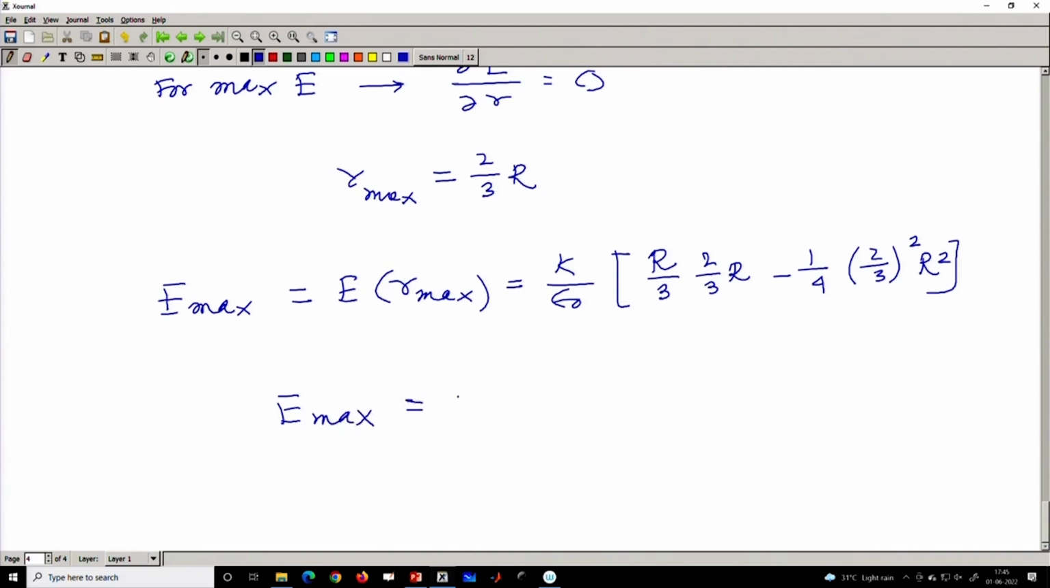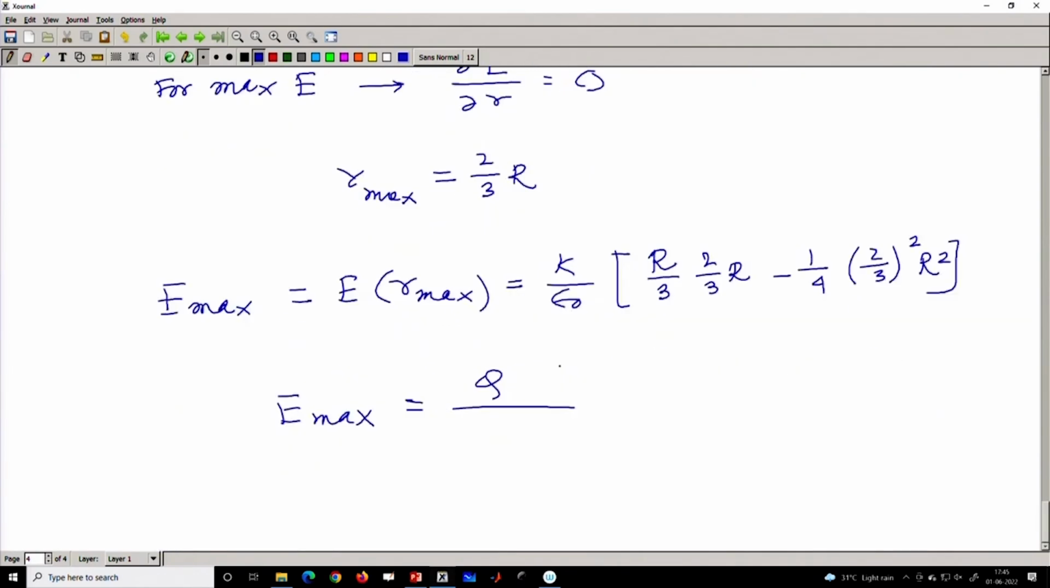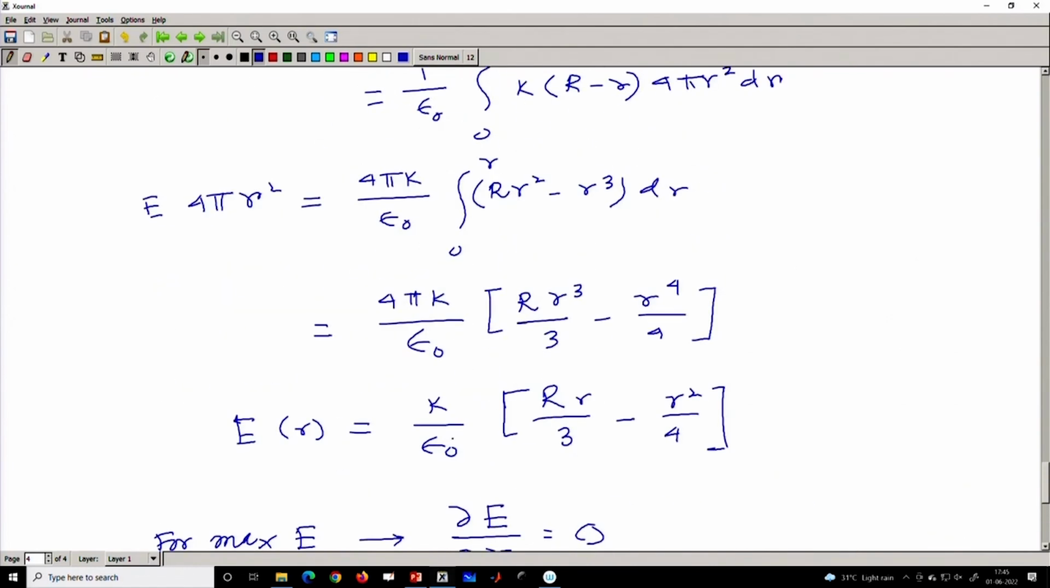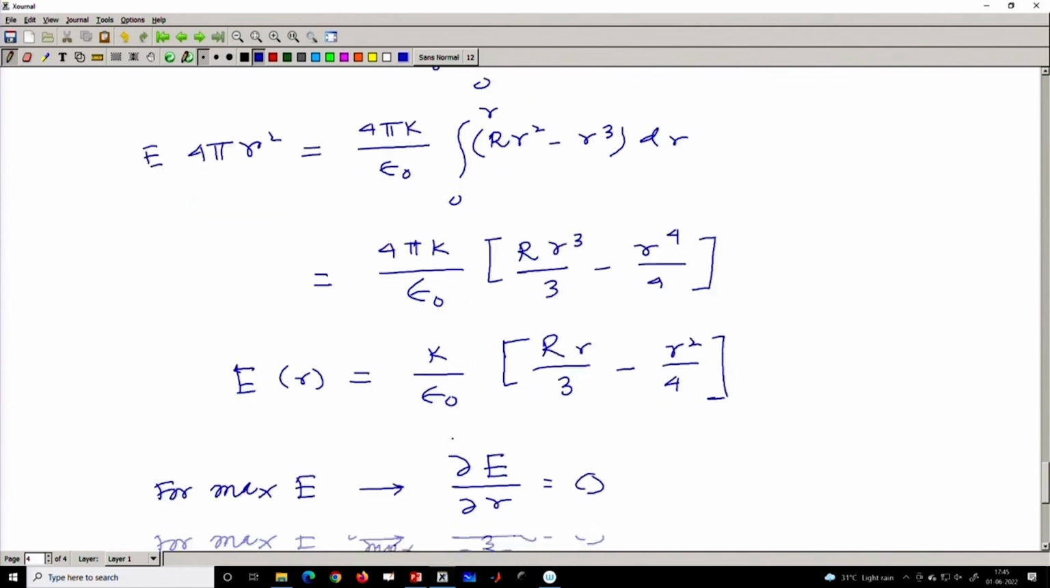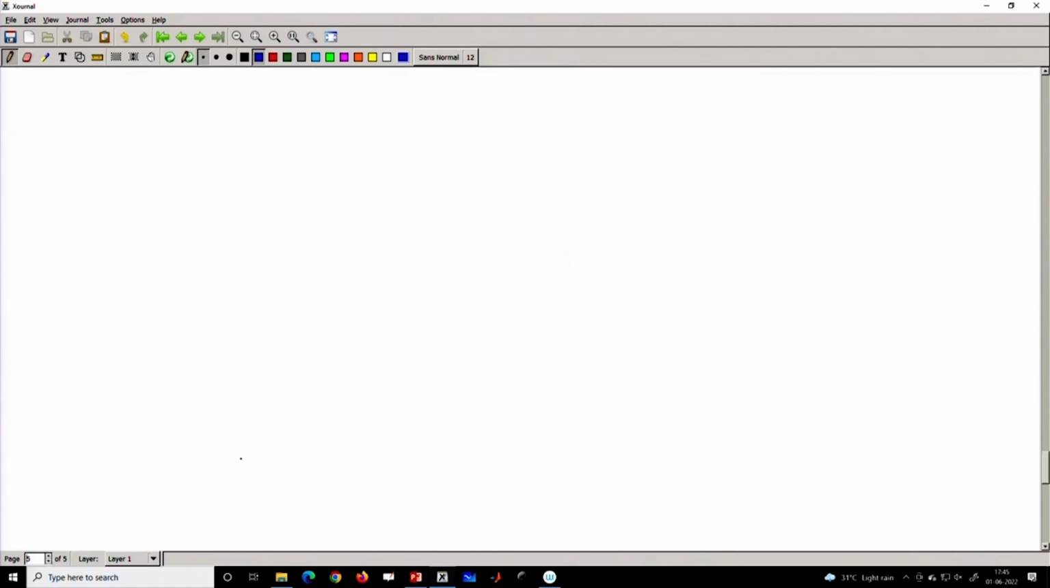If you just calculate that, you are going to get this result in terms of total charge, because k is already there, we know what the value of k is. So, if I put the value of k, it should be q divided by 3 pi epsilon 0 R square. I am not doing the rest of the part because this is simple algebra. So, I believe you can figure out the value of E max when you put this. Okay.